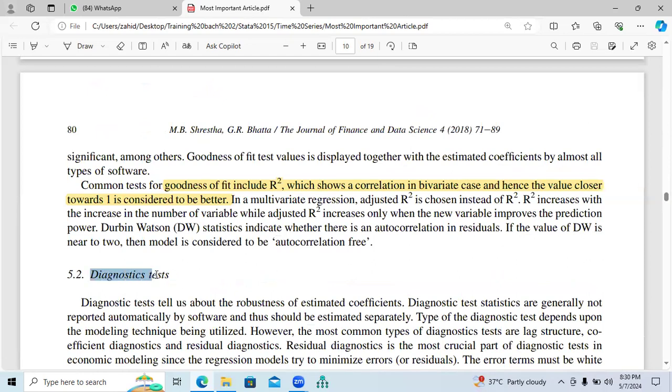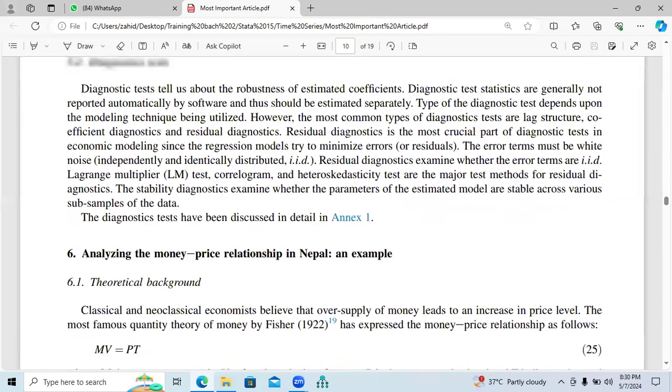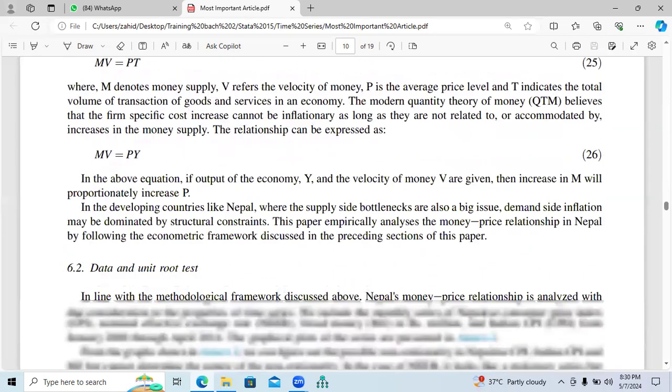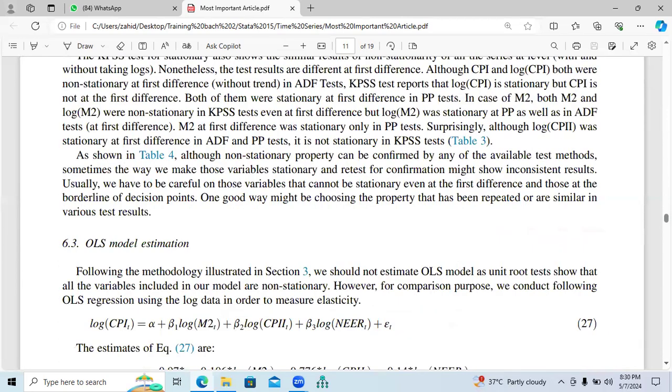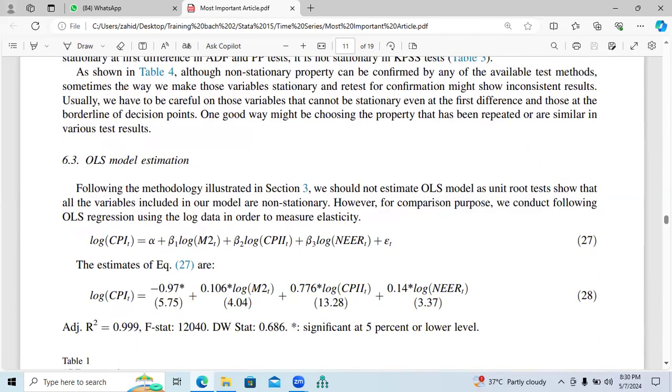Then you may have some diagnostic test that you can apply. You can consider a lot of diagnostic tests, residual diagnostic tests, correlation diagnostic tests, heteroscedasticity diagnostic test, LM test, and so on. I will let you know in step-by-step procedure. So this paper basically explained the overall theoretical modeling and procedure of time series analysis.